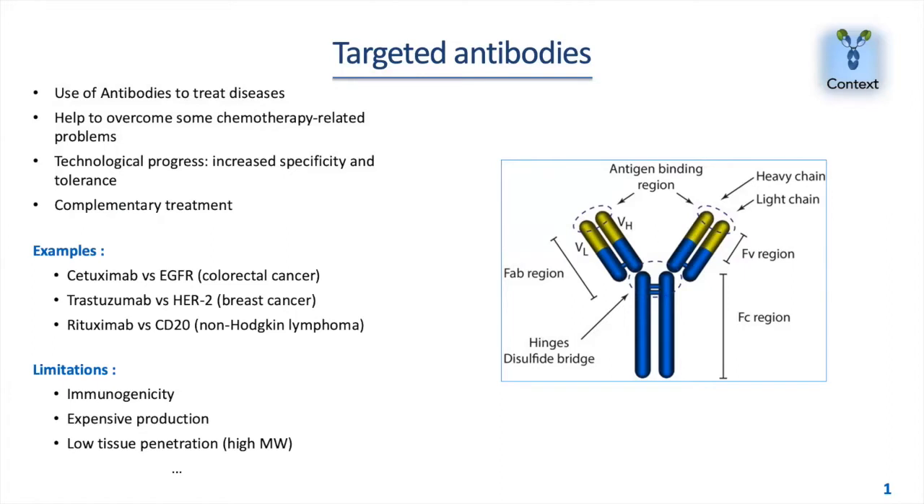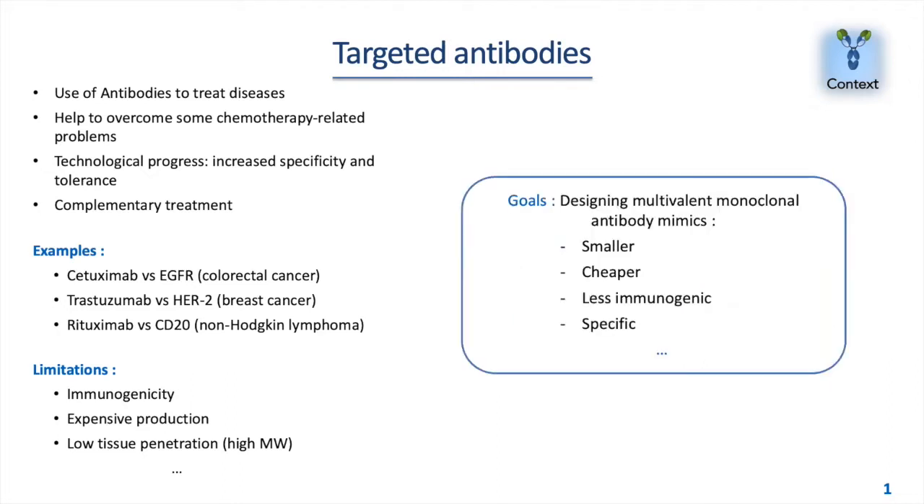their immunogenicity, their expensive production, which requires the use of animal cells and so brings ethical questions, and their low tissue penetration, for example. So the aim of this project is to design multivalent monoclonal antibody mimics in a synthetic way, which would be smaller, cheaper, less immunogenic, but still specific for their target.